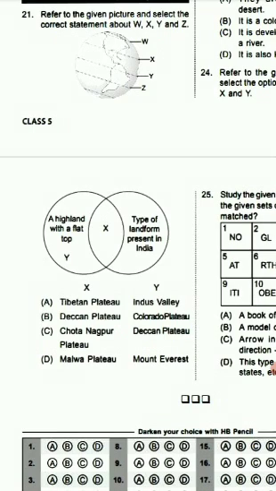In the given Venn diagram, X refers to a type of landform present in India and it is a highland with flat top. It could be Deccan Plateau, Chota Nagpur Plateau or Malwa Plateau. Y refers to the plateau that is not present in India. It could be Colorado Plateau present in the United States of America. So children, the answer is B.